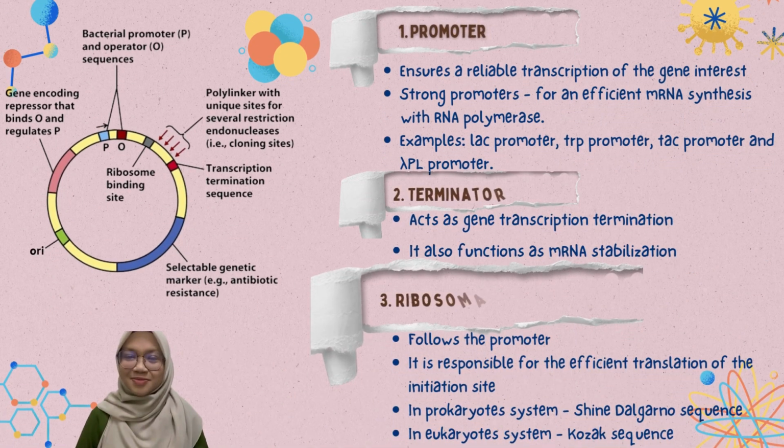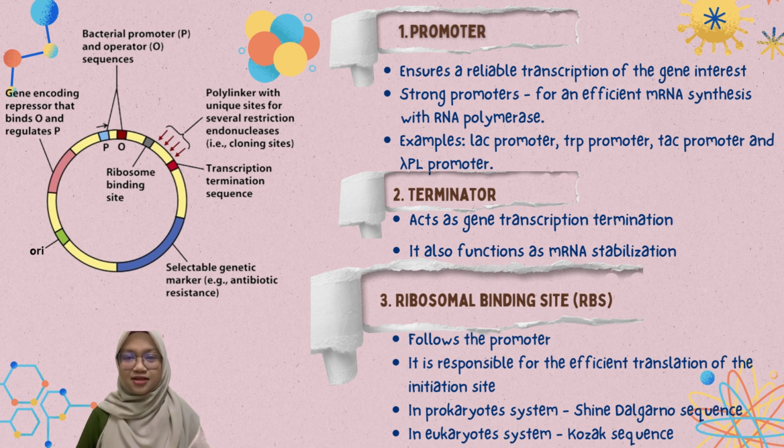Elements in a protein expression vector. The first element is the promoter, which is the most essential element in protein expression. The function of the promoter is to ensure reliable transcription of the gene of interest. Furthermore, strong promoters are also important for efficient mRNA synthesis with RNA polymerase.